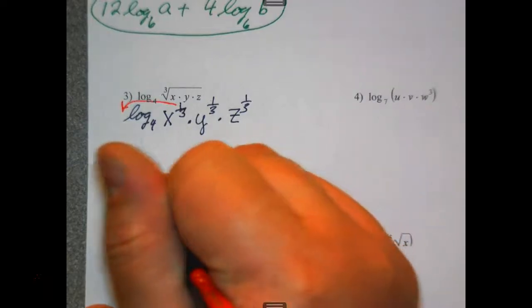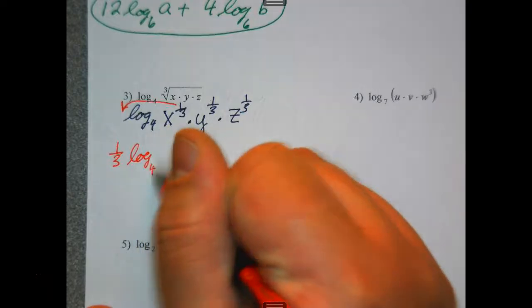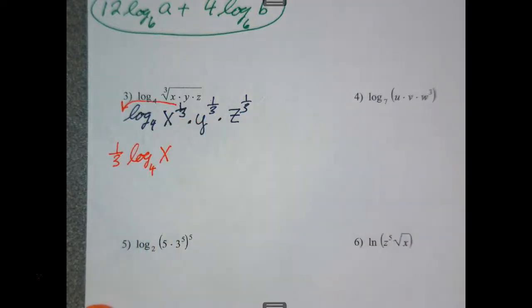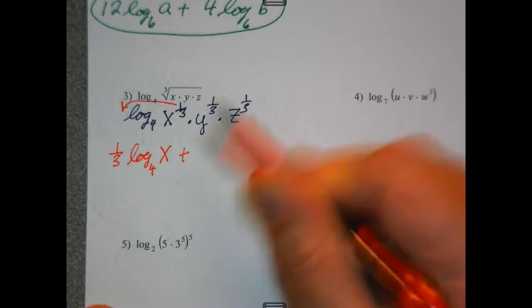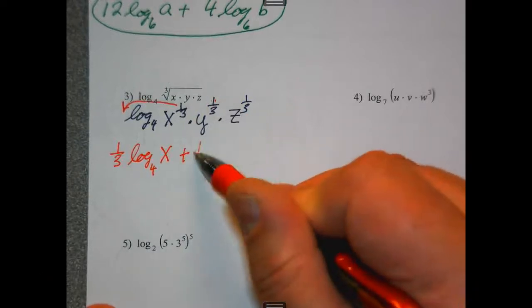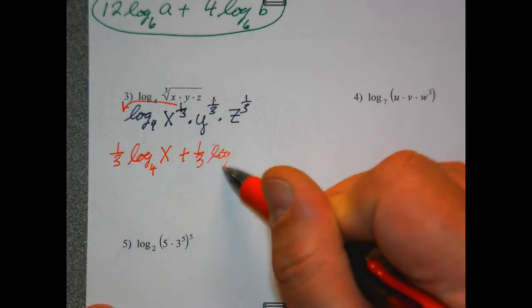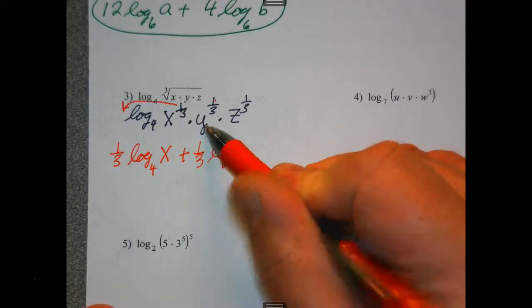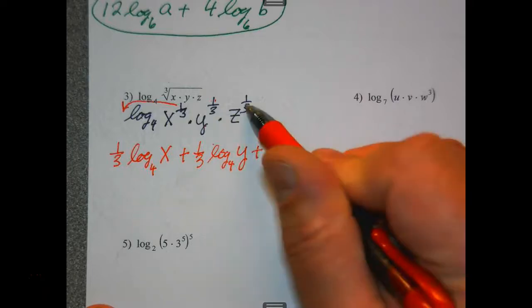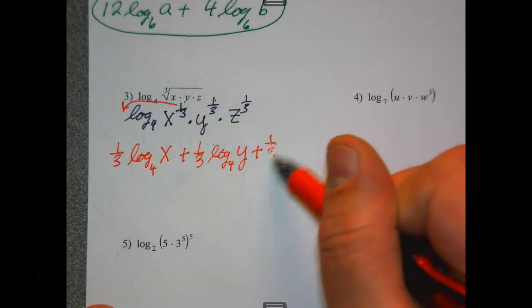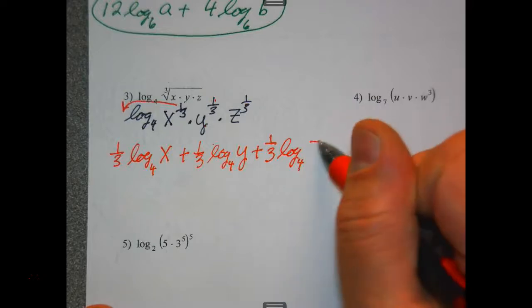So 1/3 log base 4 of x plus 1/3 log base 4 of y plus 1/3 log base 4 of z.